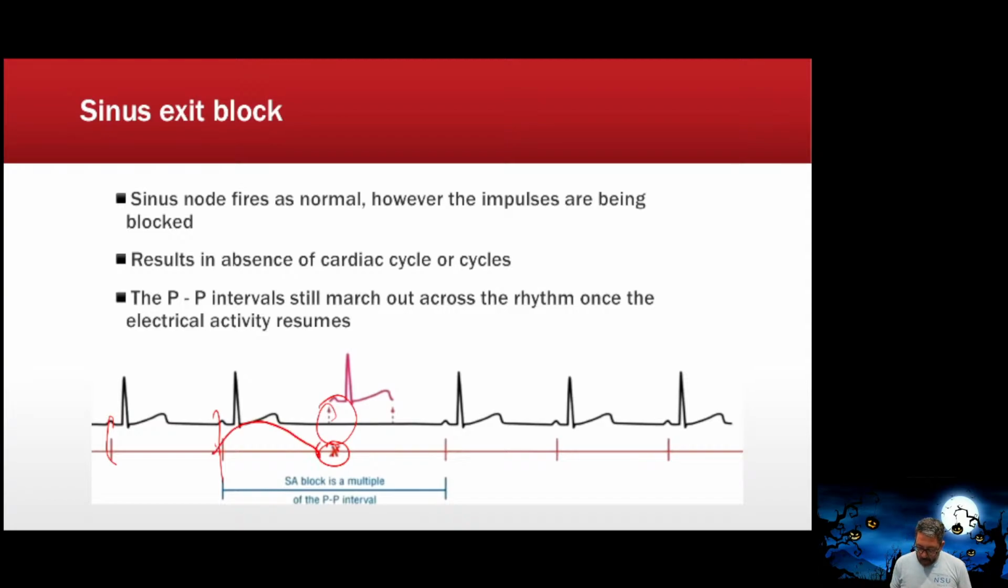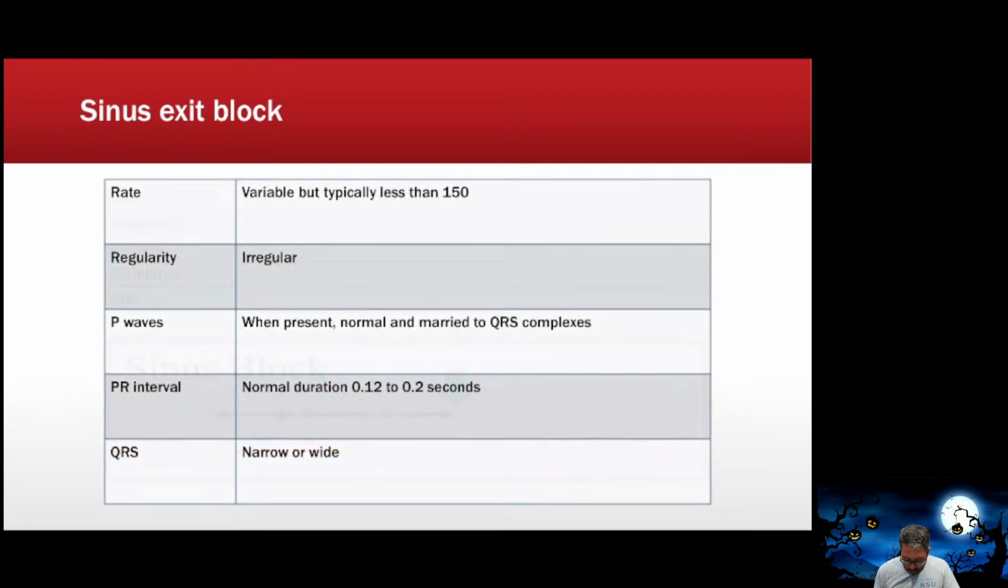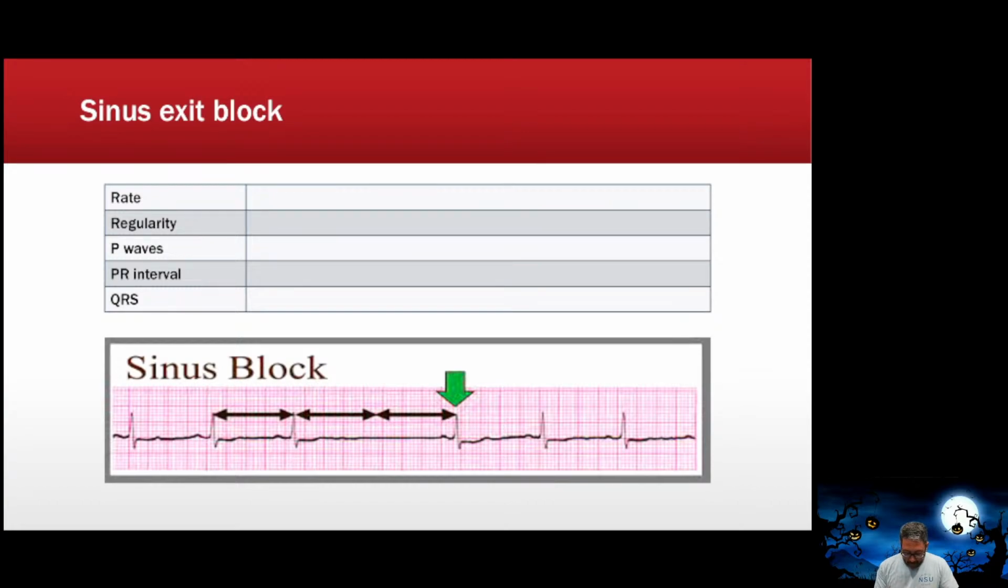Again, march out the P waves. They will always go according to the rhythm. Okay, 60 beats per minute is your heart rate. Every second, there's going to be a P wave. Now, we have a pause here. There's an absence. We don't have any cardiac cycle that should be there. This is a block because the P waves do march out. Okay. Same thing here. If you marched out with calipers, there should have been a beat there. That P wave never got out. It got blocked.